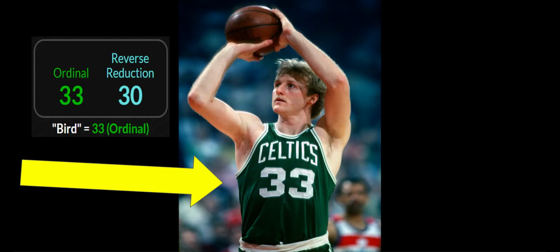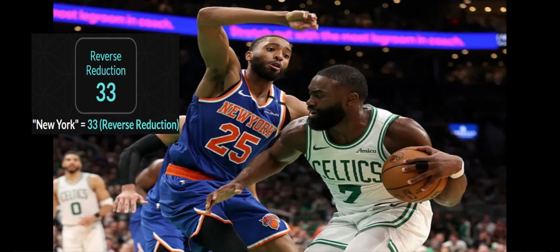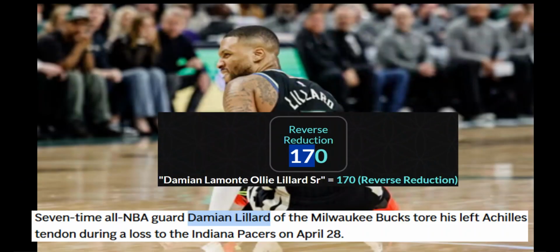As you see, even Bird equals 33 and 30 in the language, y'all. Larry Legend with the 33 on the jersey. New York equals 33. The opponent, the New York Knicks. Tatum gets injured. Mr. 33.